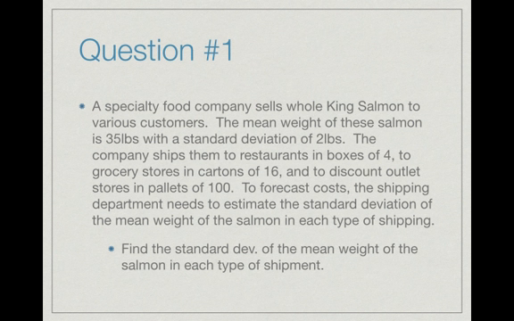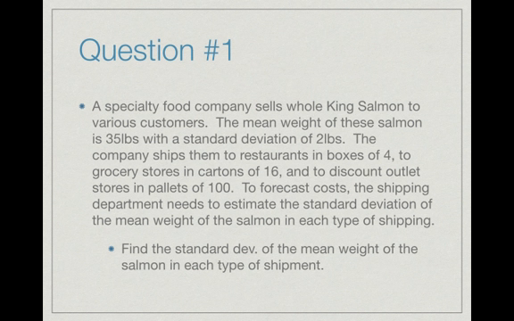Okay, question 1. A specialty food company sells whole king salmon to various customers. The mean weight of these salmon is 35 pounds with a standard deviation of 2 pounds. The company ships them to restaurants in boxes of 4, to grocery stores in cartons of 16, and to discount outlets in pallets of 100. To forecast costs, the shipping department needs to estimate the standard deviation of the mean weight of the salmon in each type of shipping.